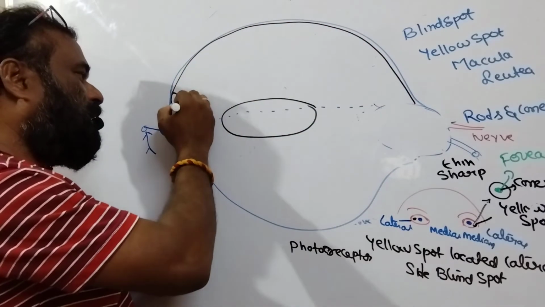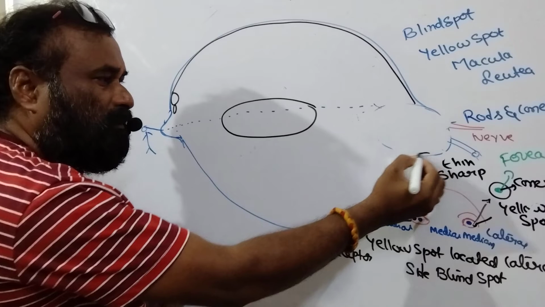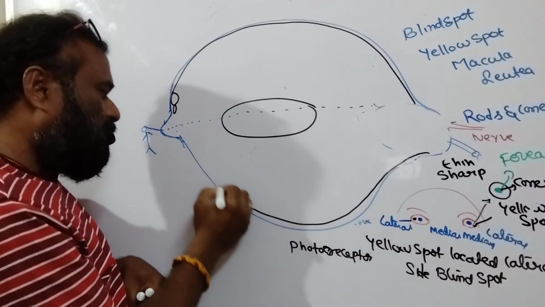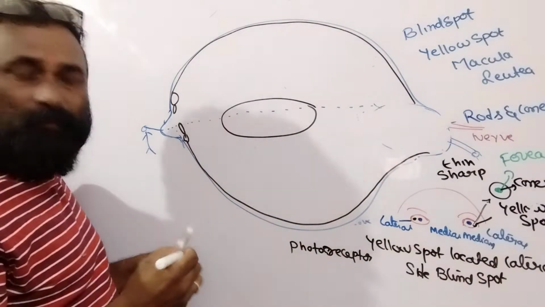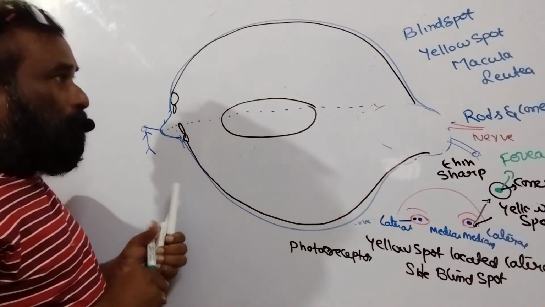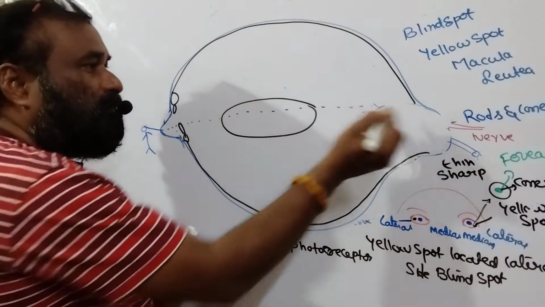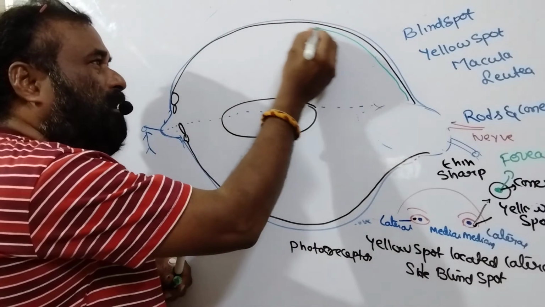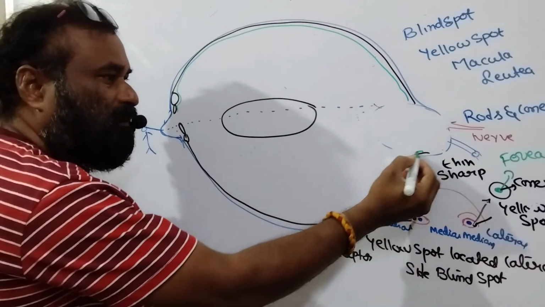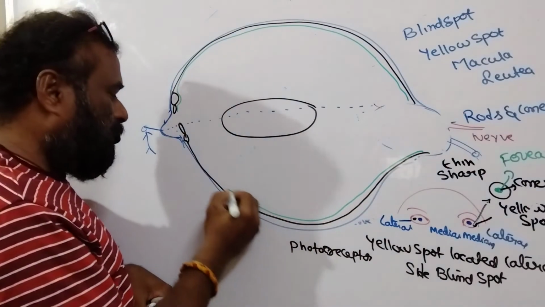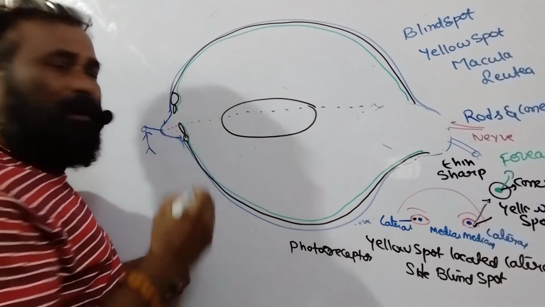This is the ciliary body. This is the iris muscle. This is the pupil of the eyeball. This is the pigmented epithelium, which is made up of specialized melanocytes, which extends up to the choroid and ciliary body.